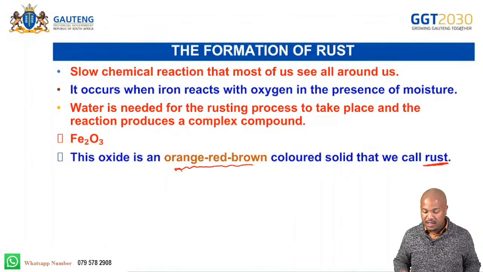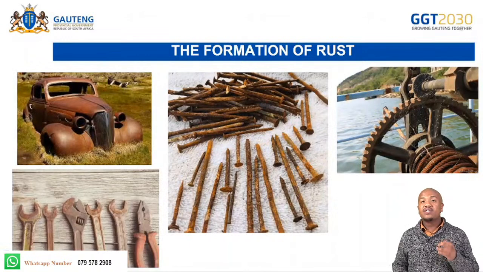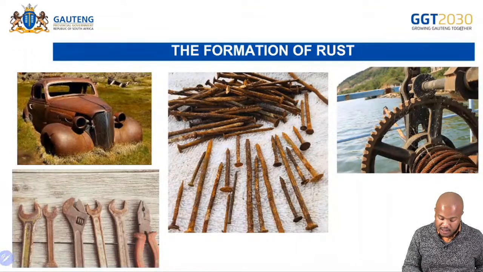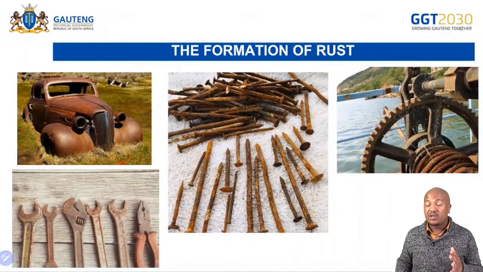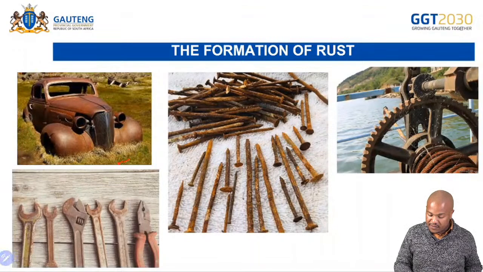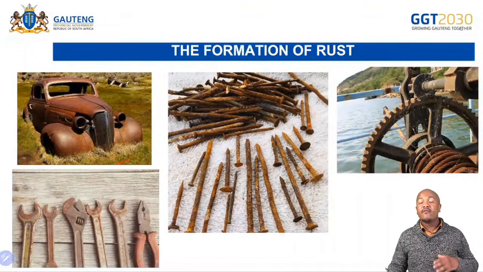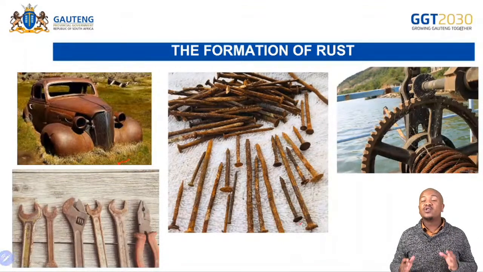Let's not forget that. We call it what? Rust. So here we have some pictures to show some examples of metals that have rusted. Looking at this car, probably the owner left it many years ago and it has reacted with lots and lots of oxygen and now it has rusted to become this orange, red, brown color. We have some nails here that have rusted as well, and some spanners that have reacted with oxygen and over time have rusted. So this is what we're talking about when talking about rust.